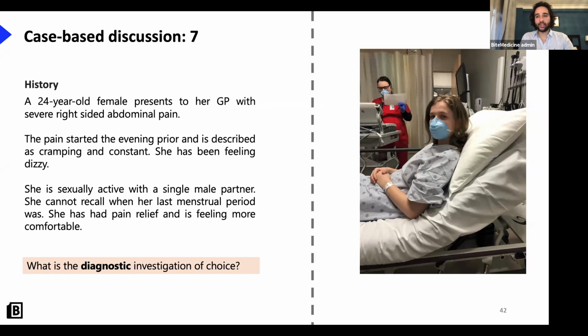So not all patients need to go straight to theatre. Like I said, it's very specific criteria, but good stuff. And why do we think this is an ectopic? Well, abdominal pain, which can obviously either be on the right or the left, constant. The dizziness suggests that it's actually ruptured, so that's a big red flag. She's sexually active and can't remember when her last period was, which suggests an ectopic pregnancy.